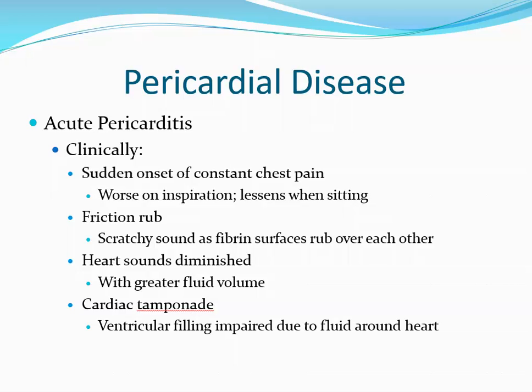Clinically, you will have a sudden onset of constant chest pain, which gets worse when one inhales. Pain lessens when the person is sitting or leaning forward. You can also hear a friction rub. This is a scratchy sound heard as the rough fibrin surfaces rub over each other. Heart sounds become diminished if there is a large volume of fluid in the pericardial sac. You can also see cardiac tamponade when there is a very large volume of fluid, and this then interferes with the filling of the ventricles.